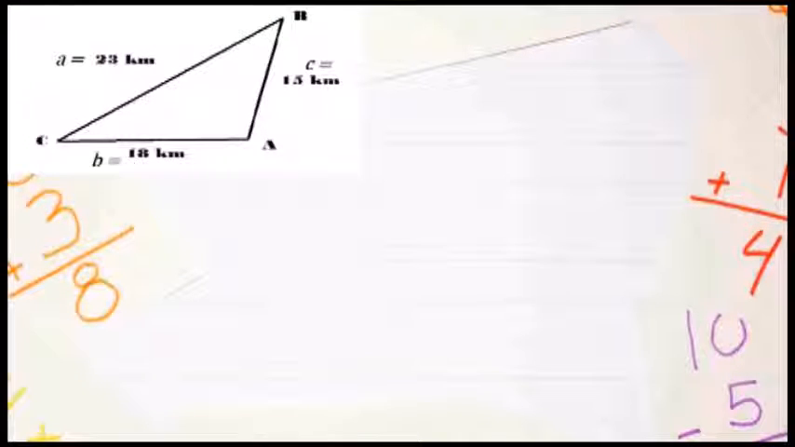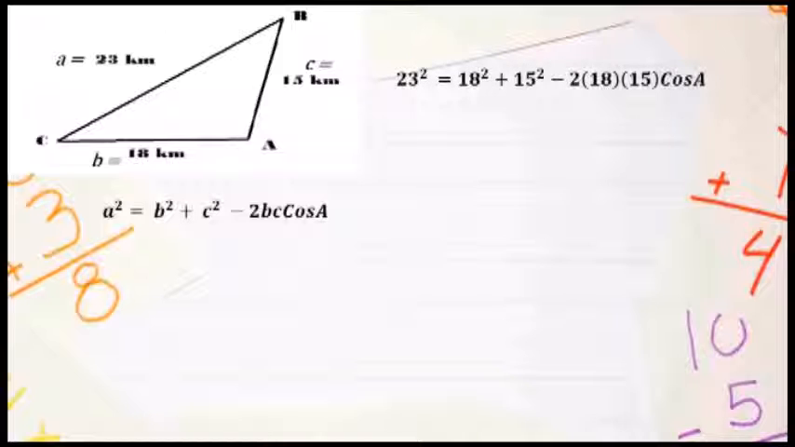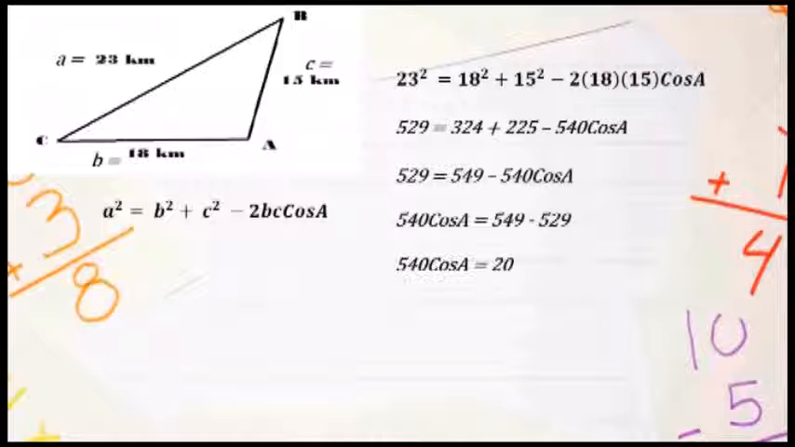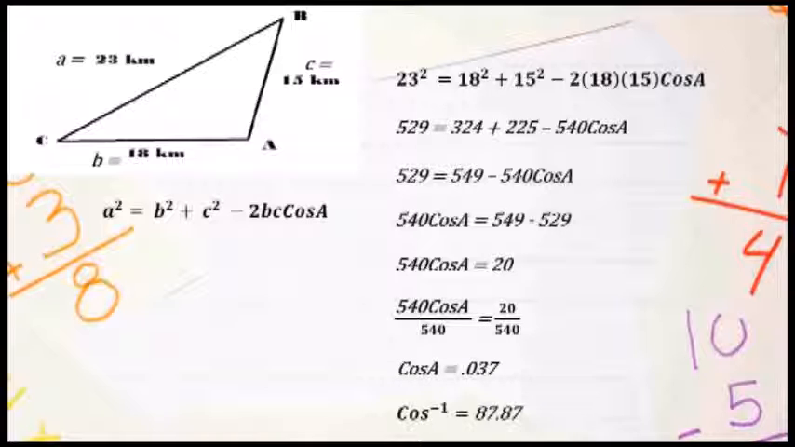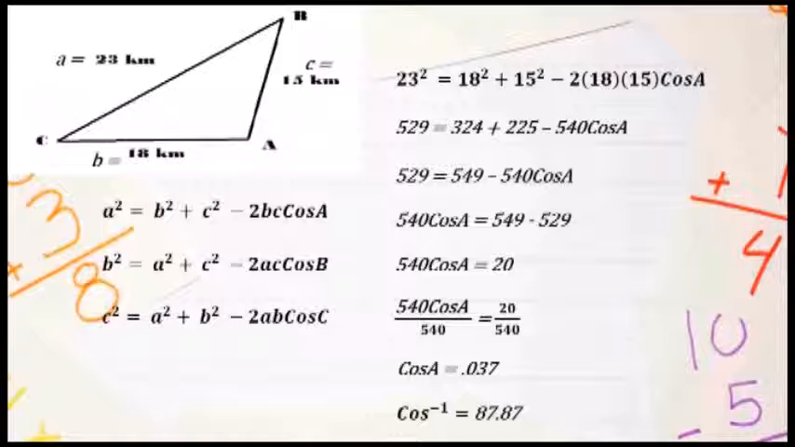Now let's go to the next question. We can already use the formula for the law of cosine. A squared equals b squared plus c squared minus 2bc cosine A. Substitute the values. Did you get the correct answers? Now just solve for the other sides.